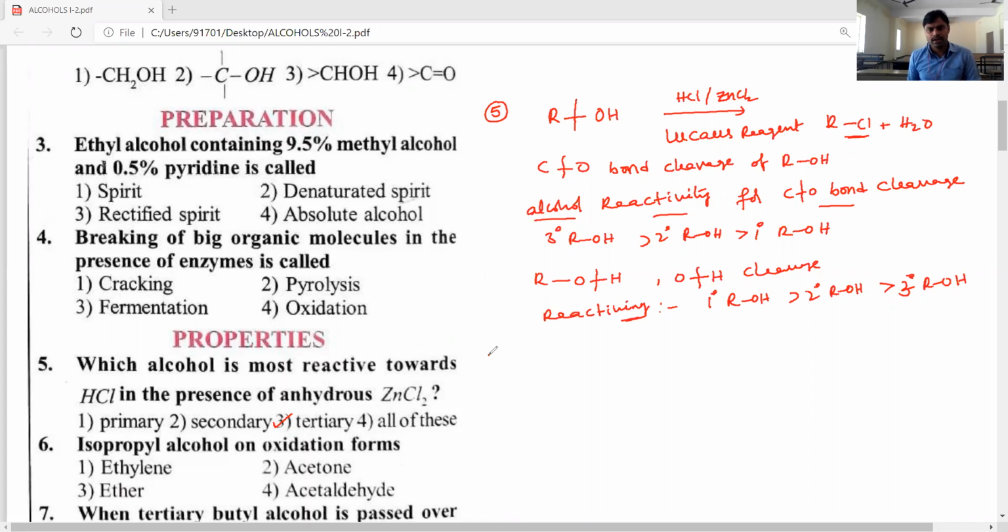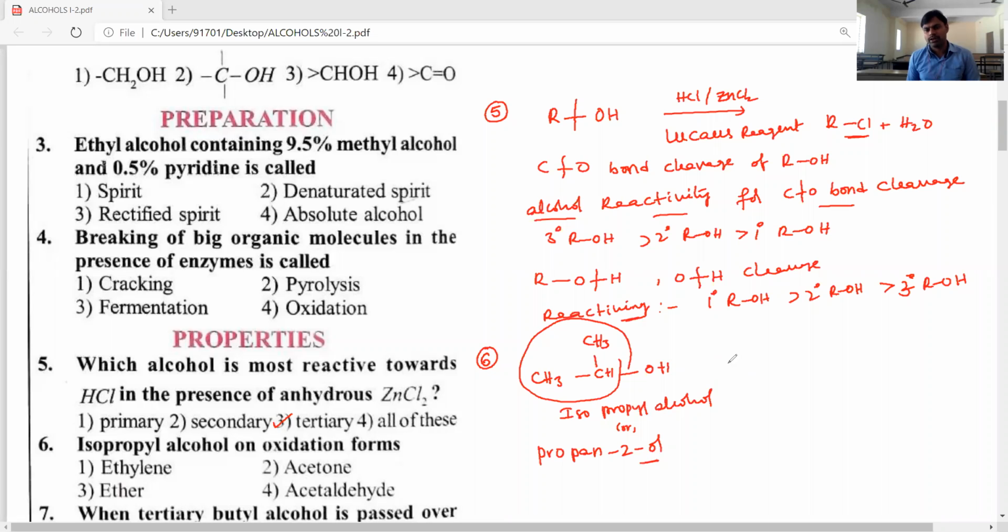First, what is isopropyl alcohol? Write its molecular formula. Isopropyl alcohol. This is the iso group. At one end, two methyl groups are connected to a CH. That is known as the iso group. Total carbons are 3 only. This isopropyl alcohol is a common name. Its IUPAC name is propan-2-ol.